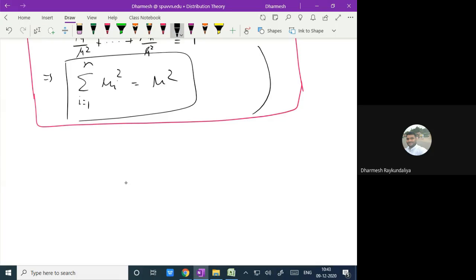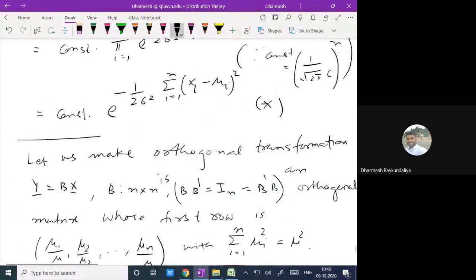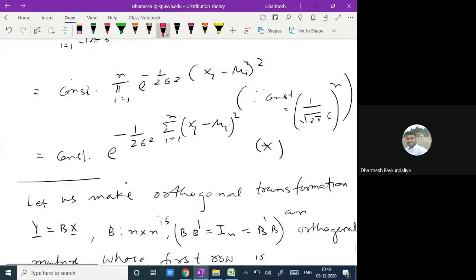Now, remember what we wish to find out. We wish to find out the distribution of summation i running from 1 to n of xi square upon sigma square. So we will proceed in that way. Now, what is given in the joint density? It is given this quantity. So let us use this quantity first.